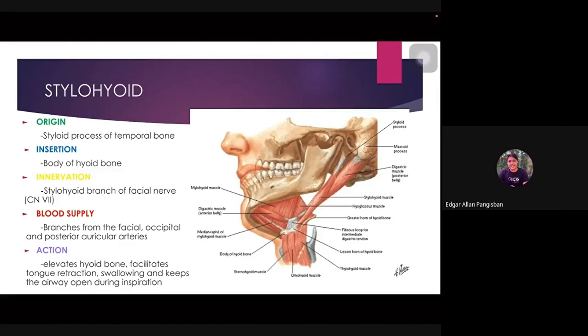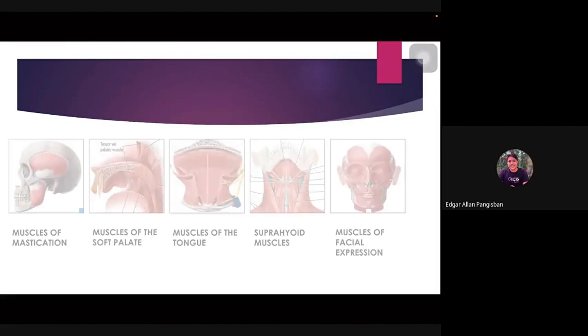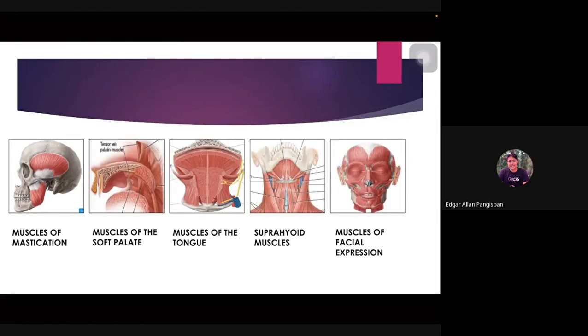Okay, so yeah, so those are the actions ng inyong stylohyoid muscle. Okay, so meron siyang action on the oral cavity, which is tongue retraction or tongue retrusion. Okay, any question? May tanong kayo sa suprahyoid? Okay, so tapos natin yung muscle ng tongue, suprahyoid muscle. Go to the last, facial expression.